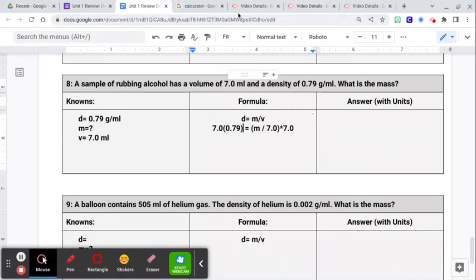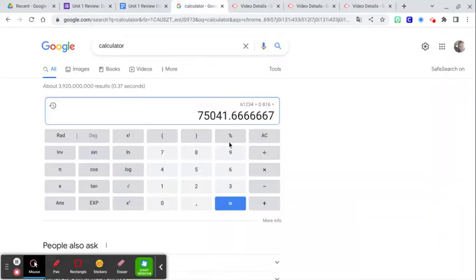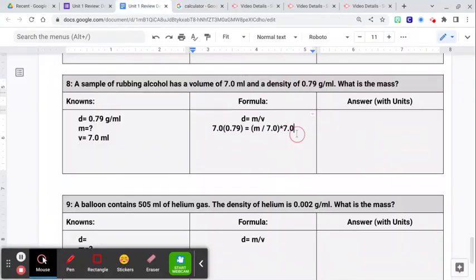7.0 times 0.79 equals 5.53. And that's equal to our mass because these sevens over here canceled. Before we write our answer with units, we're going to check our significant digits.